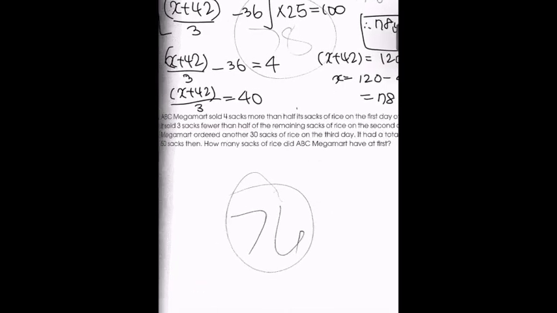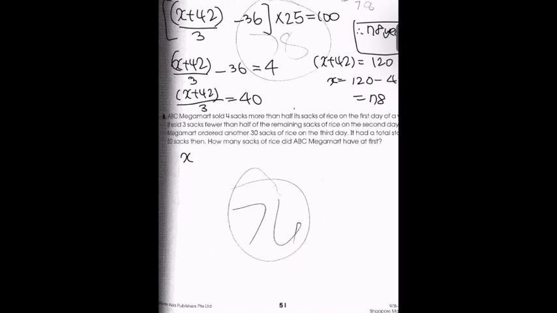ABC Megamart sold 4 sacks more than half its sacks of rice on the first day of a week. It sold 3 sacks fewer than half of the remaining sacks of rice on the second day. ABC Megamart ordered another 30 sacks of rice on the third day. It had a total stock of 50 sacks then. How many sacks of rice did ABC Megamart have at first? So the amount that Megamart had at first is going to be X.